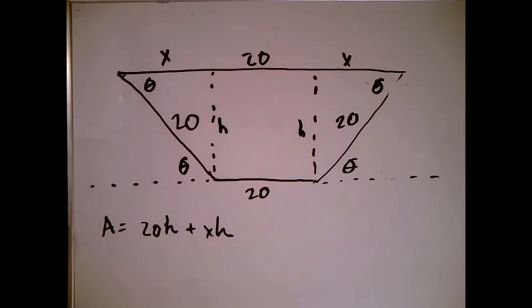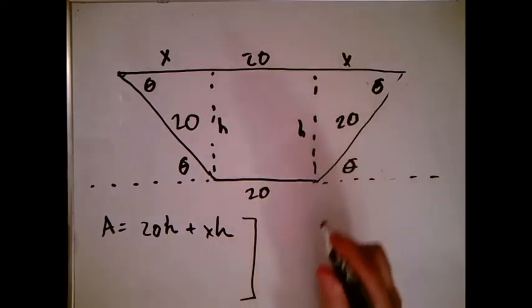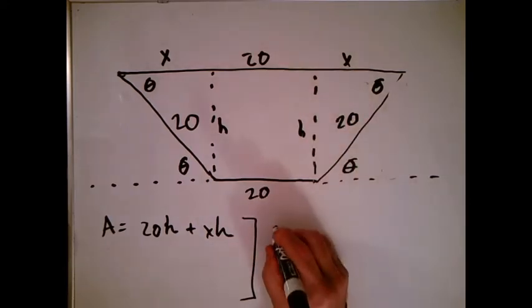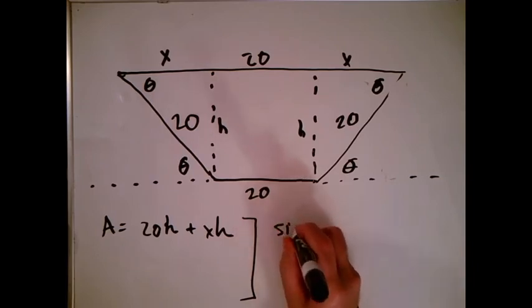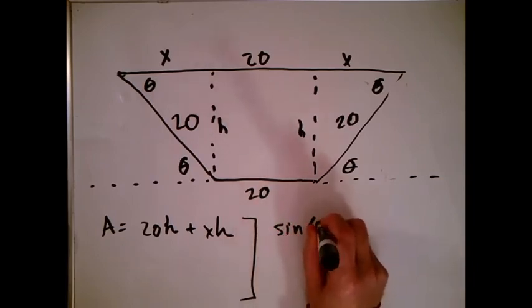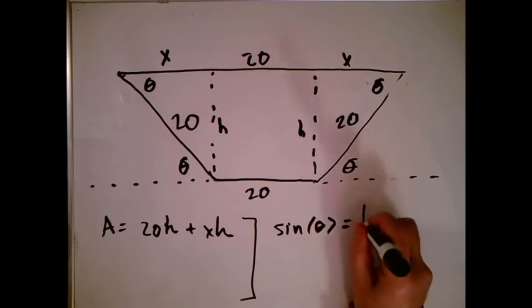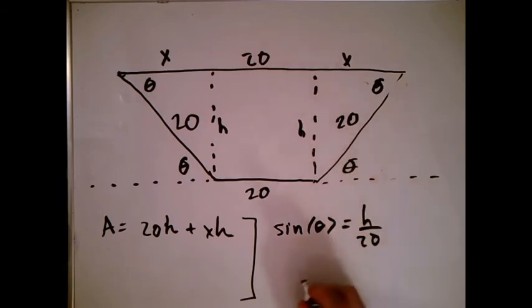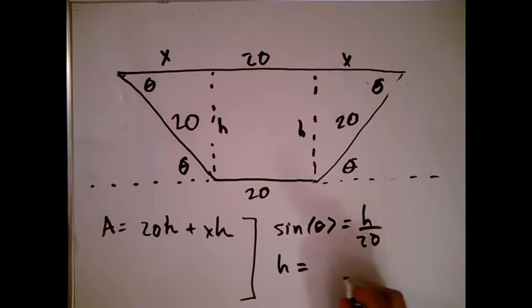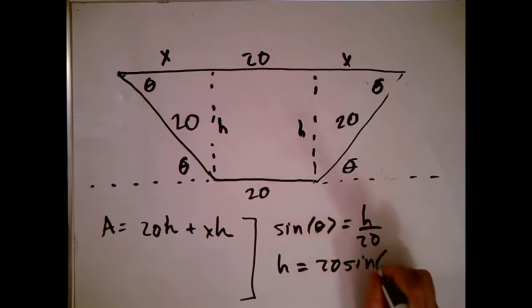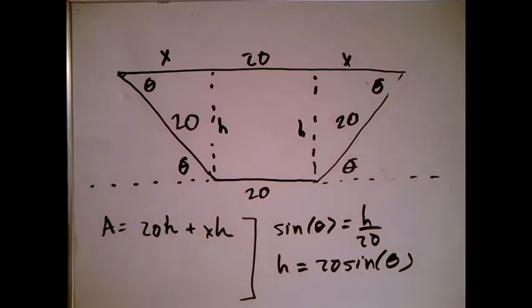The idea is, how can I find x, how can I find h, and then where do I go from there? Well, we're going to use trig. If that's theta, I know, for example, that the opposite over the hypotenuse is the sine of theta, right? So I'm going to write down that the sine of theta is equal to h over 20. So instead of h, I can write 20 times the sine of theta, like that.